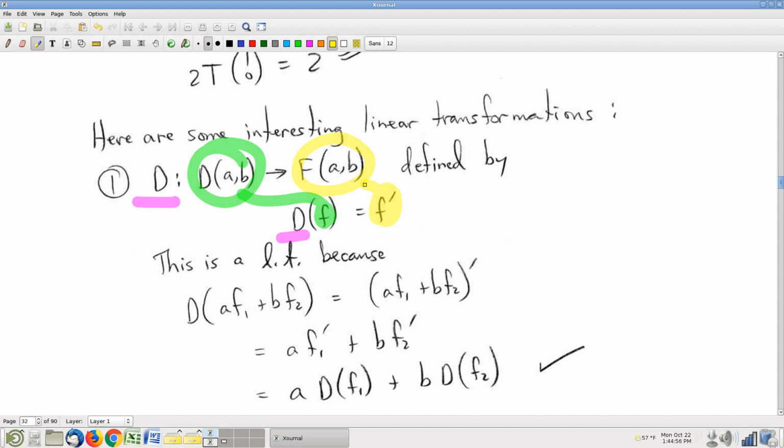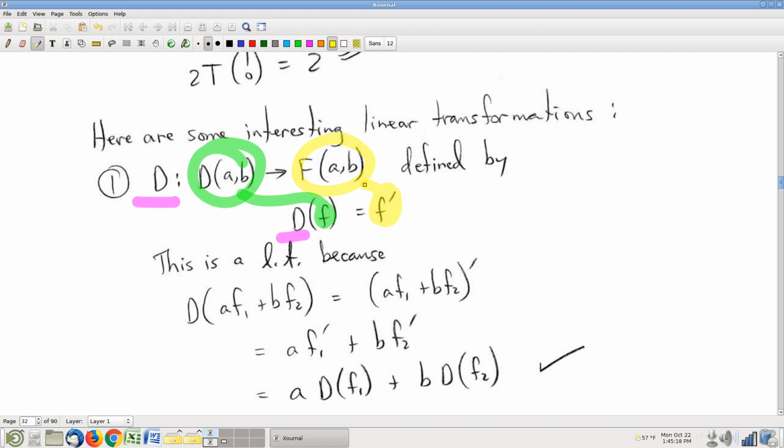Okay. So this D thing, this abstract linear transformation that we're defining from a vector space of functions to another vector space of functions, it's just the act of differentiating. That's it. A lot of people would be a little too sloppy and say it's the derivative.